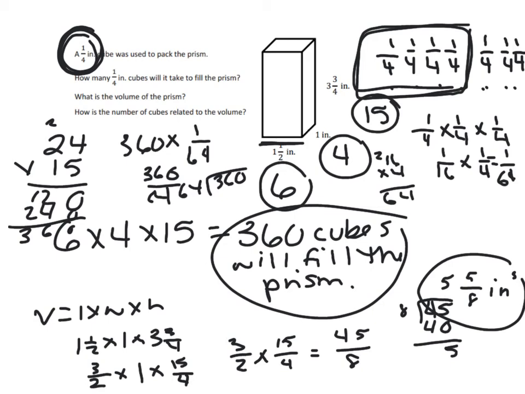So 64 times 5, since I'm going to guess that it's 5, like this. 5 times 4 is 20. 5 times 6 is 30, plus 2 is 32. So I have 320, and I have 40 left out of 64. And if I simplify by dividing by 8, 40 divided by 8 is 5. And 64 divided by 8 is 8. So my answer is 5 5/8 cubic inches. And that's how the 360 cubes that will fill the prism relates to the volume of 5 5/8 inches.